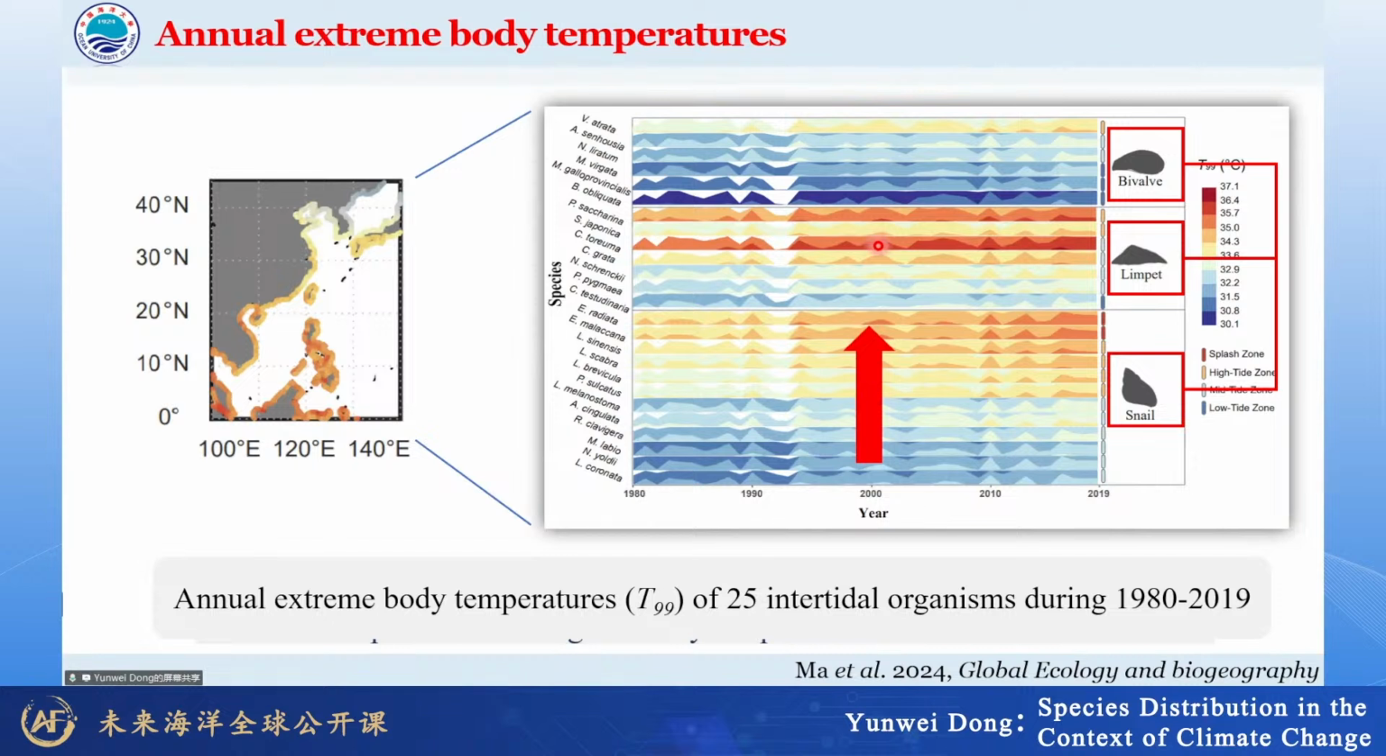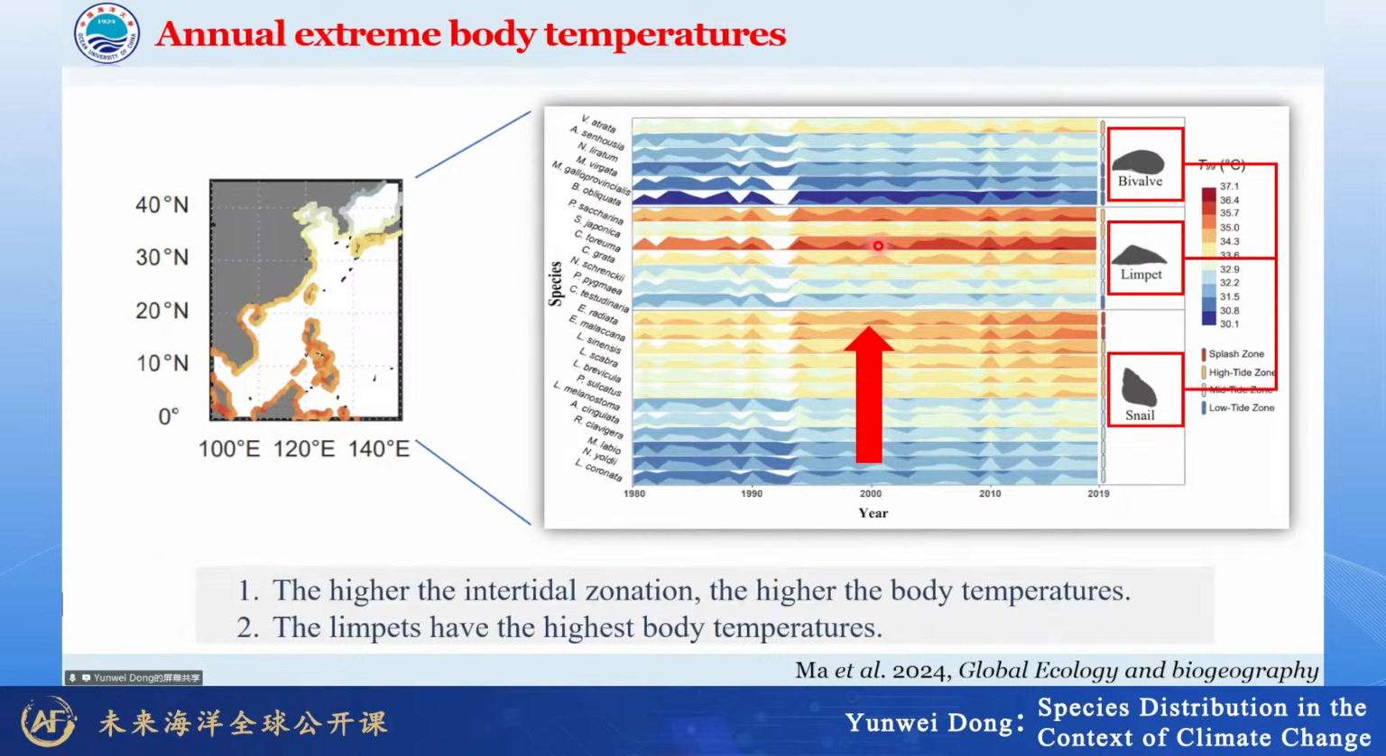It looks like different species have different body temperatures, and also the tidal height matters. The species high in the tidal zone usually suffer high body temperature. And some species, for example the limpet, maybe you know it, maybe you don't, is a gastropod of similar size to the abalone. They have the highest body temperature. Why does this species have the highest body temperature? Because this guy is very flat. They receive lots of solar radiation and can absorb lots of heat from the sun.